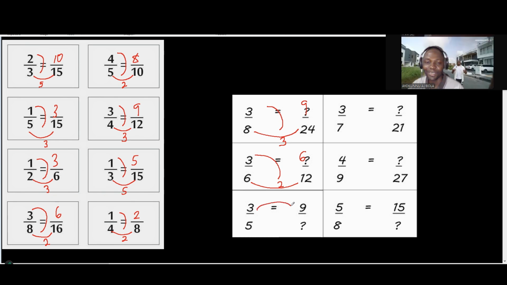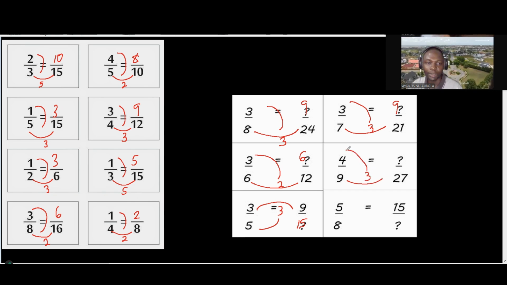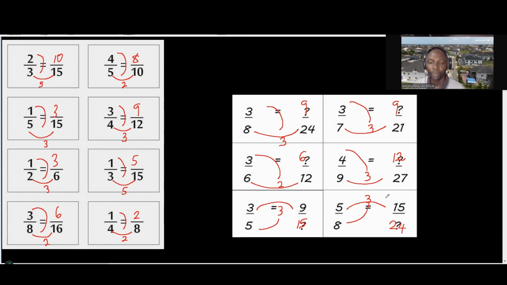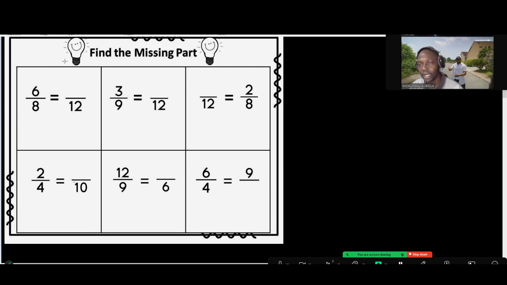3 times what? 3. Then 3 times 5? 15. Good. 7 times what? 3. Then 3 times 3? 9. 9 times what? 3. 3 times 4? 12. Then 5 times what? 3. 3 times 8? 24. Okay, these are pretty simple. But I'm going to bring some other examples now that they're not that straightforward.